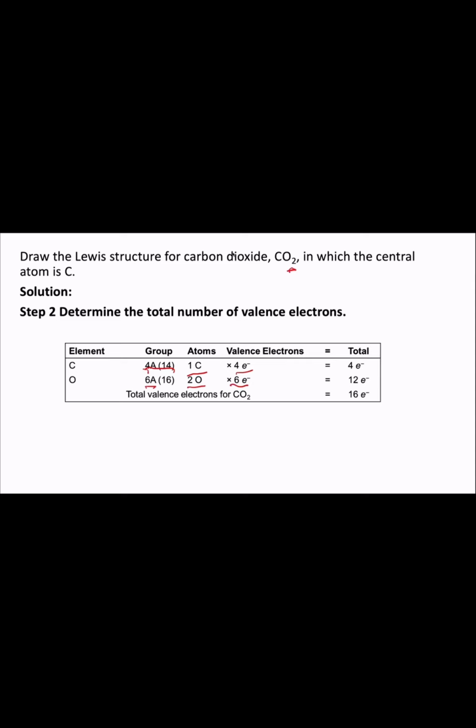So 1 times 4, that's going to be 4 valence electrons there. 6 times 2, 12 valence electrons, for a total of 16. So your final molecule has to have 16 valence electrons to be a valid Lewis dot structure. And I'll show you how that actually shows up at the end.